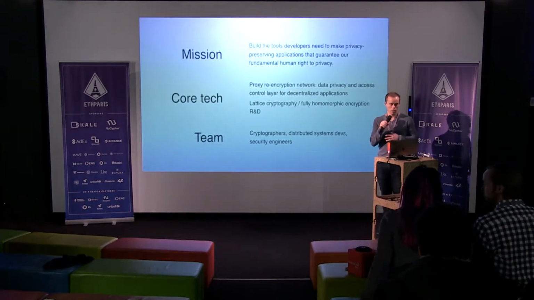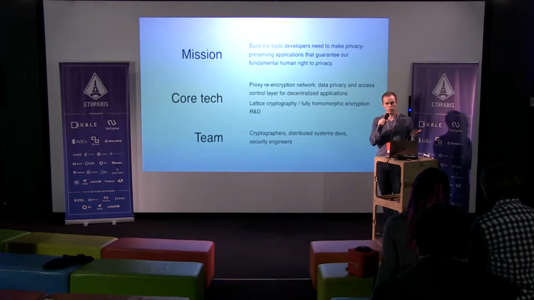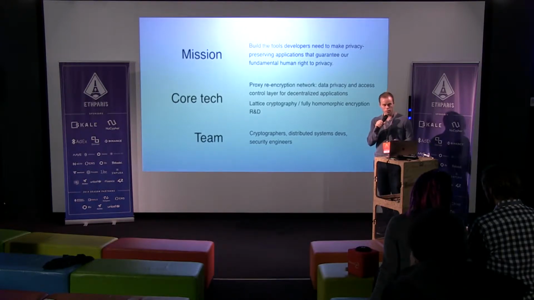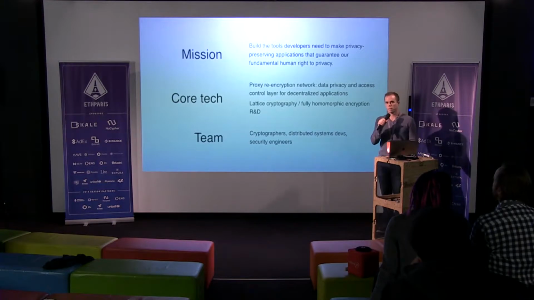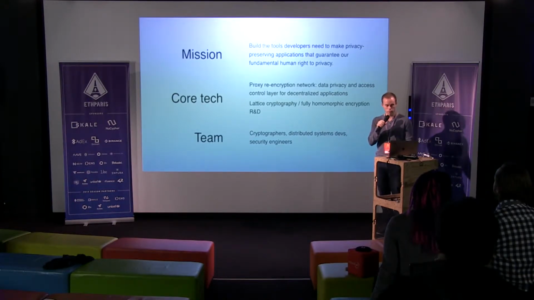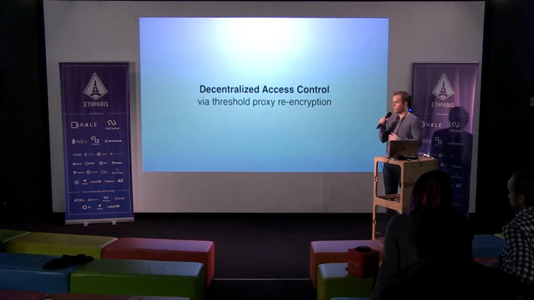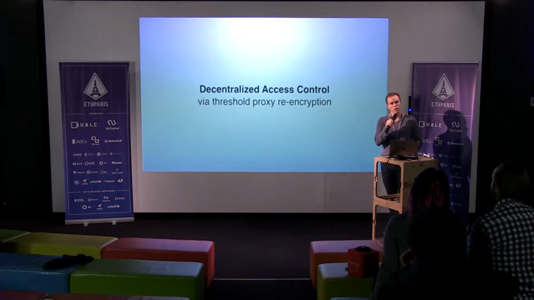And that's just a way to provide decentralized access controls for your DApp. So a way to build end-to-end encrypted applications on top of Ethereum and other smart contract platforms. And the other is some longer-term R&D that we do in lattice cryptography, mostly in fully homomorphic encryption. But the NuCypher network itself is a decentralized access control network that uses something called threshold proxy re-encryption.